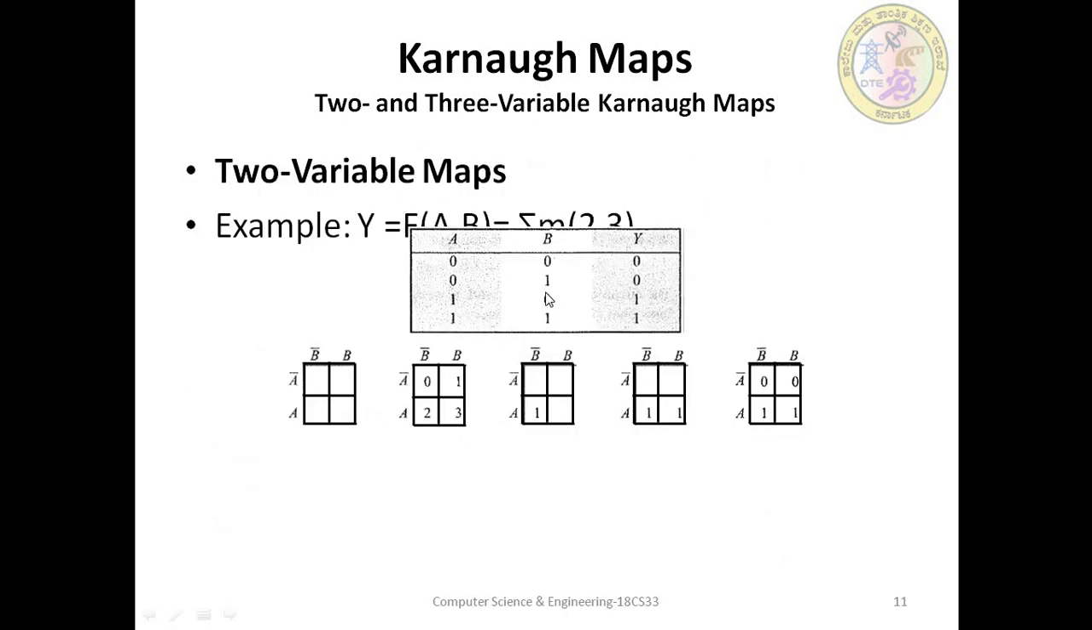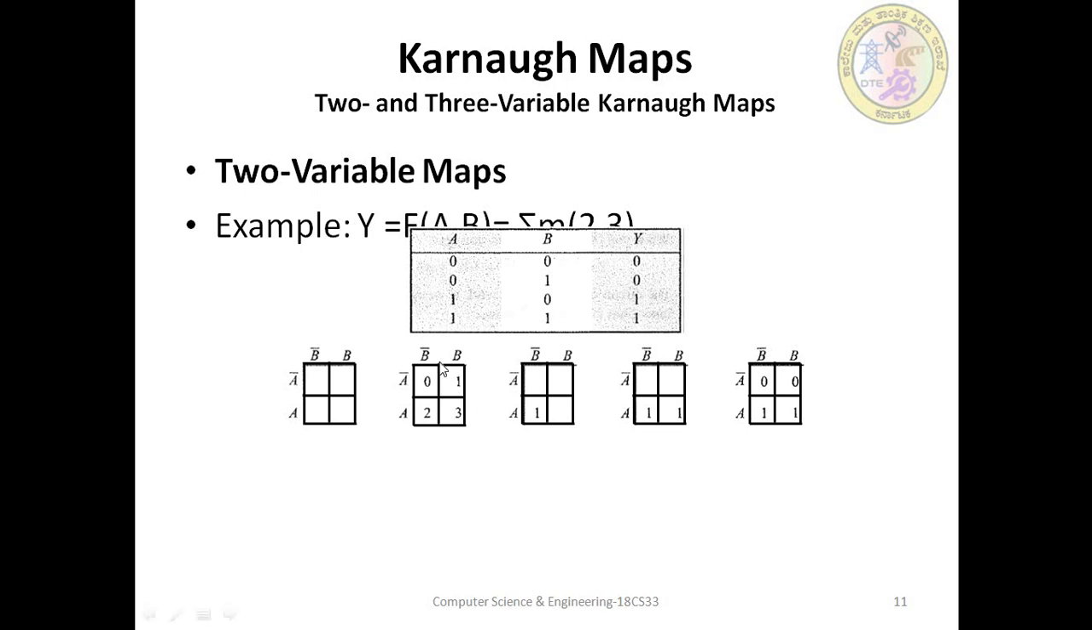And here also you can see two variable maps. For 2 and 3, how can it be placed? If you want to write it in terms of the 0 1 2 3 combination, it can be written like this. Even if you interchange the variables, the result will remain the same. What is the difference here? Here a has been placed here and b here, but the output has changed. It has been shifted to 2 and 3.